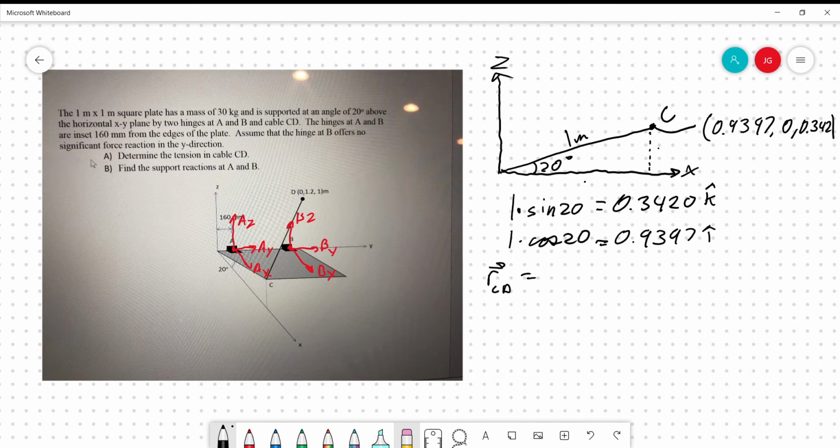It just looks weird on the graph. Alright, so that's going to be negative 0.397i, and then that's 1.2j, and then 0.658k. Okay, right? So that's the vector from here to here, right?